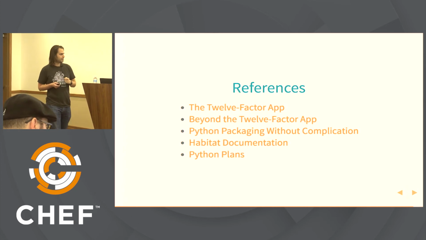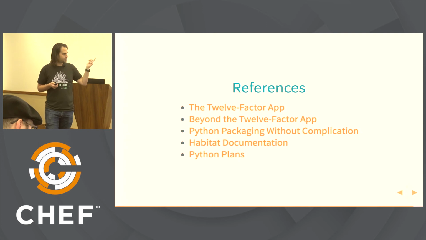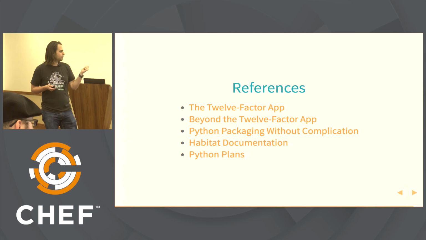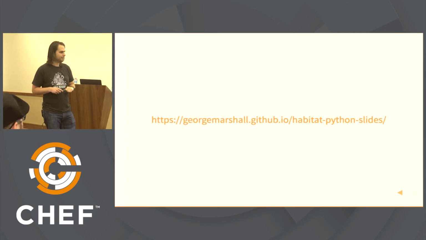Now, these are the references. 12factorapp.net is the first iteration. Then there's the 12-factor book. Python packaging without complication was a talk given at PyCon last week. If you're unfamiliar with how to package your Python applications, I'd totally recommend checking that out. Obviously, there's the Python and Habitat documentation, and then all the plans that I've been using for building up Sentry are in my Python plans Git repo. So you can go and follow that. Here's the URL, and I'm going to demo in a minute.